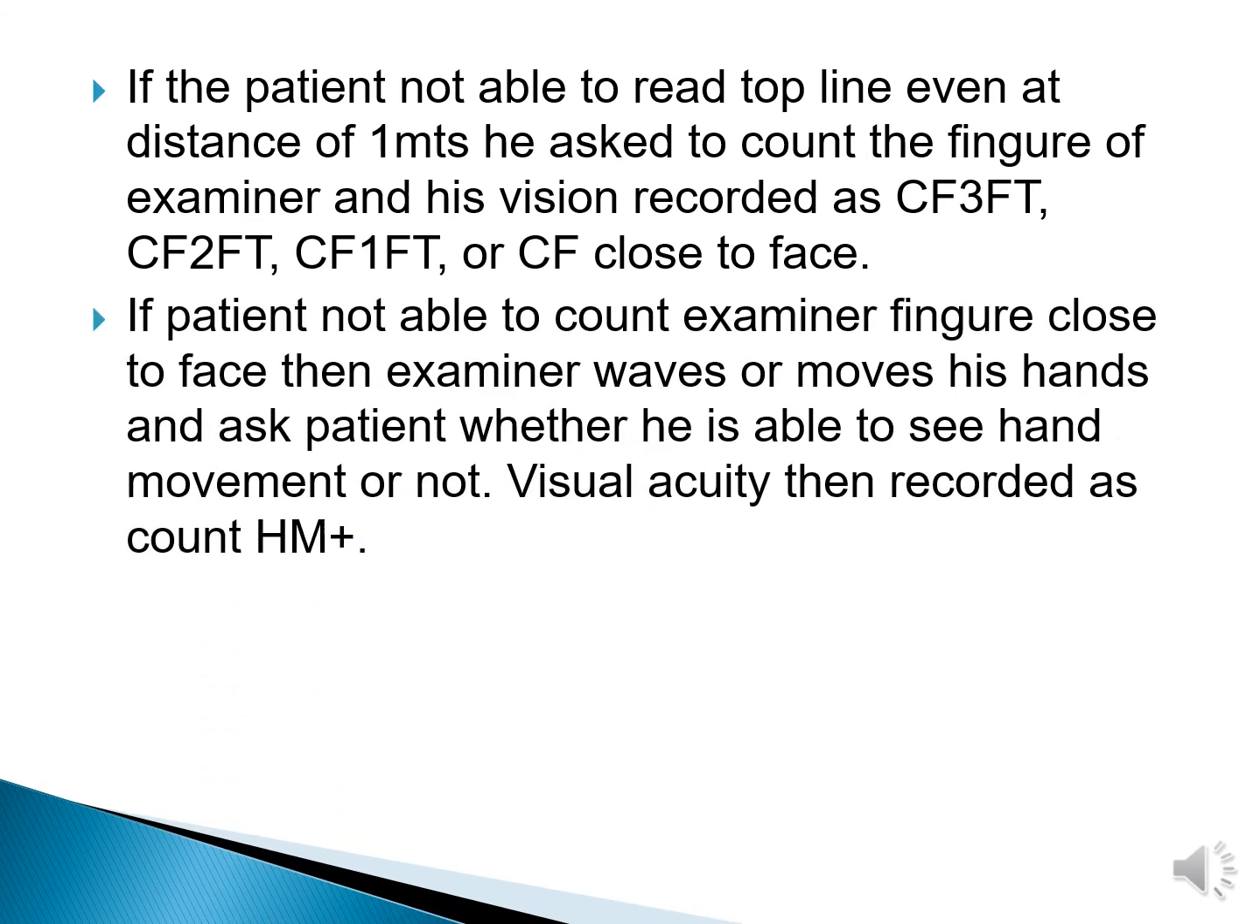Then if the patient is not able to count the examiner's fingers close to face, the examiner waves or moves his hand and asks the patient whether he is able to see the hand movement or not. Visual acuity is then recorded as HM positive.